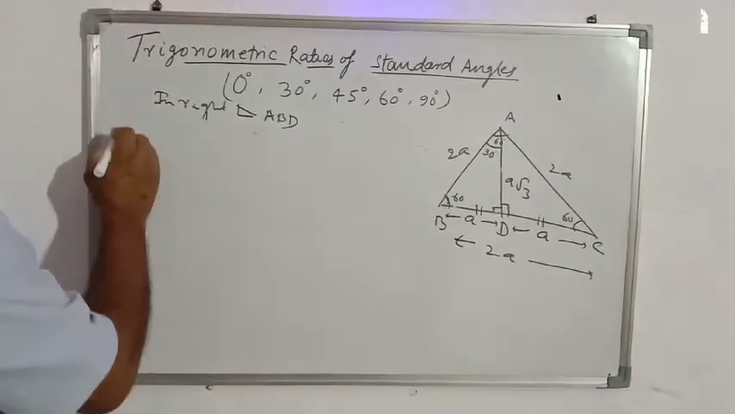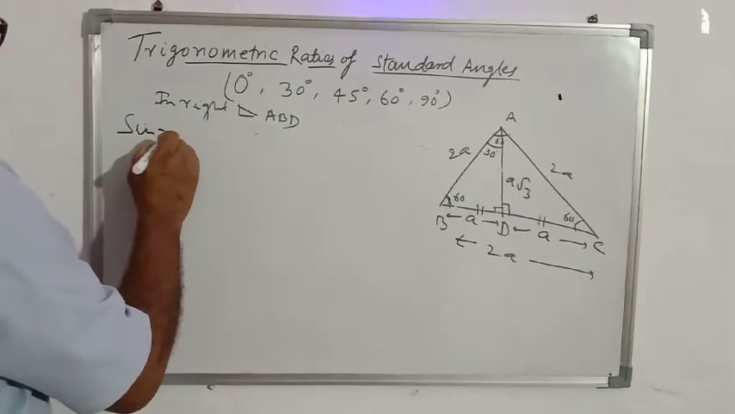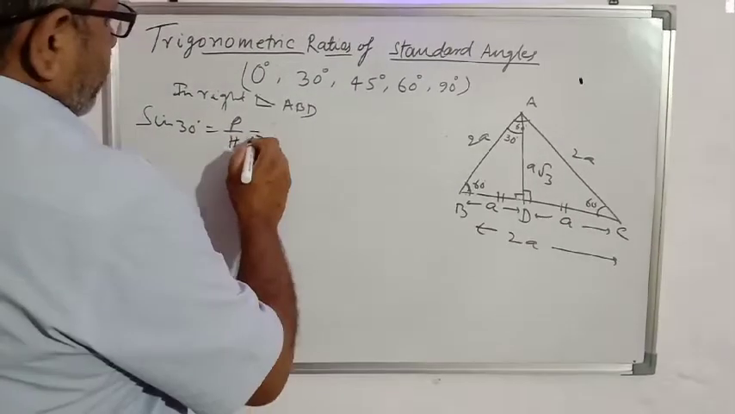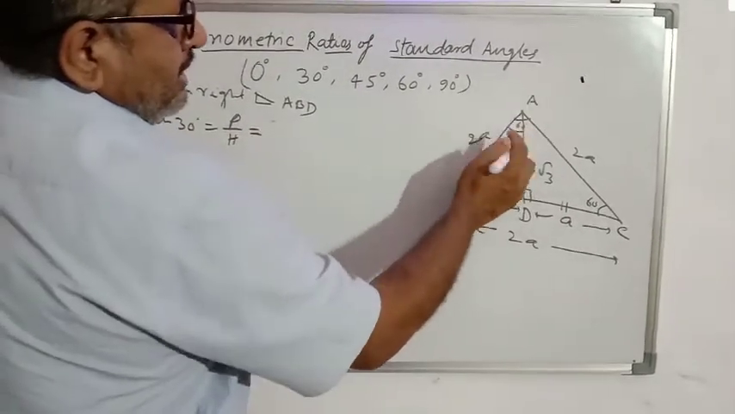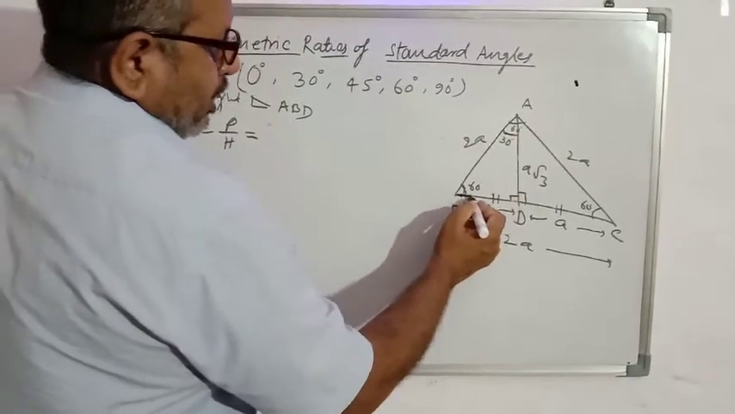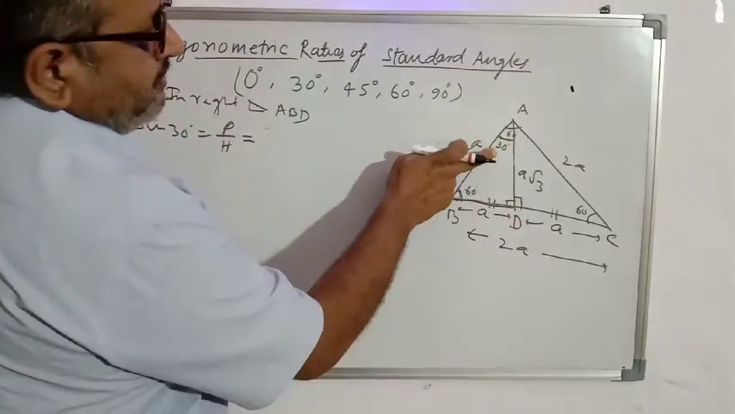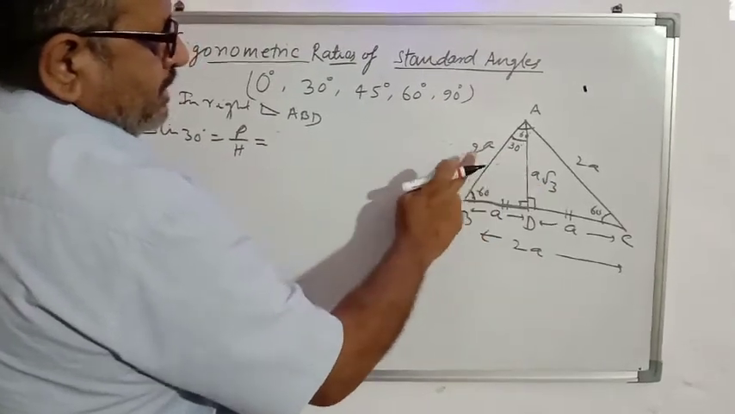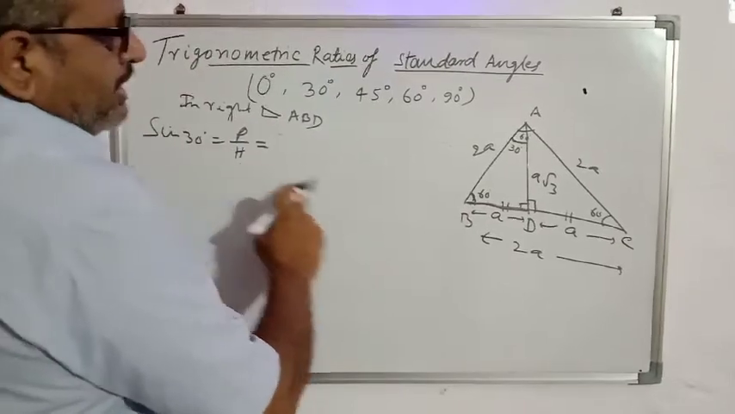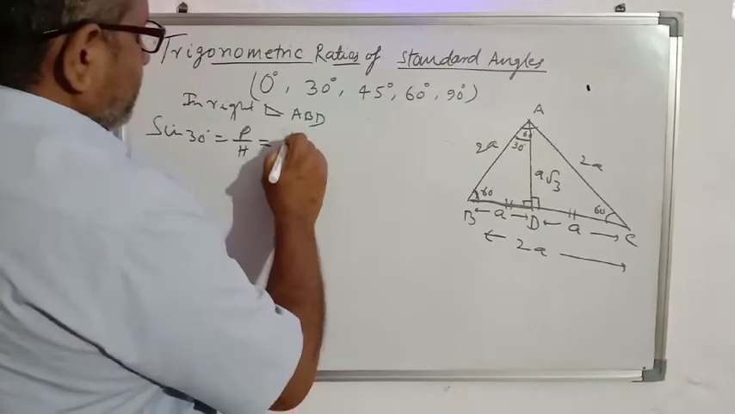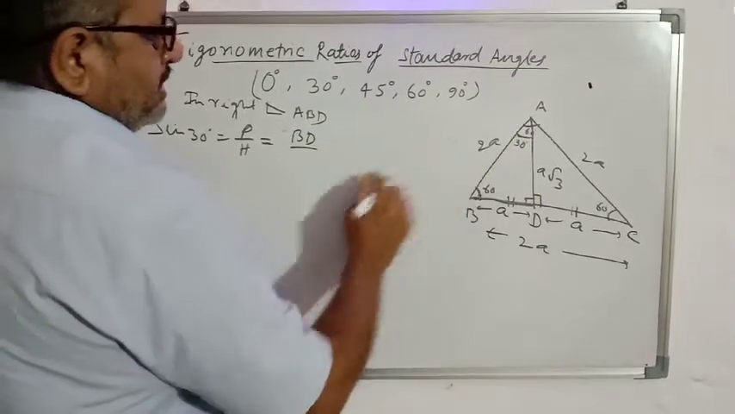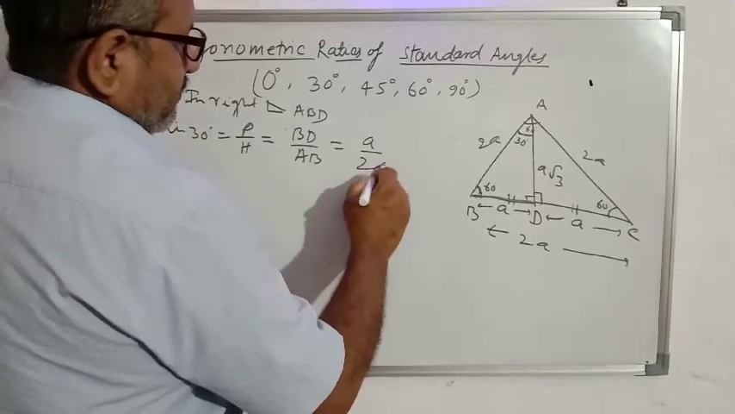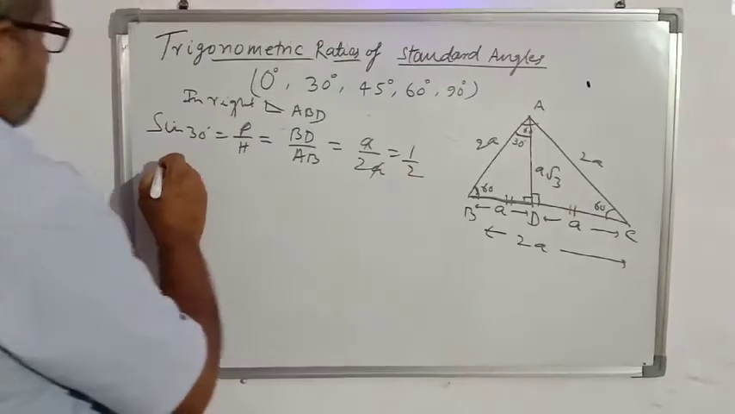Sine 30 degree is perpendicular by hypotenuse. 30 degree is angle A, so its opposite side is the perpendicular. Perpendicular is BD, base is AD, and the hypotenuse is AB. BD is A, AB is 2A. We can cancel it, and it will be 1 by 2.